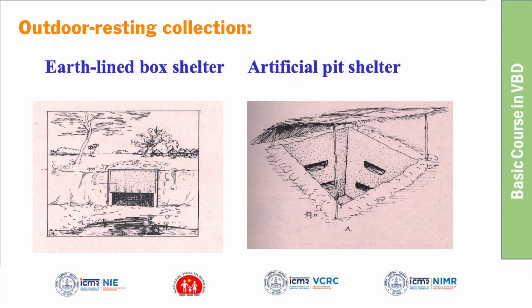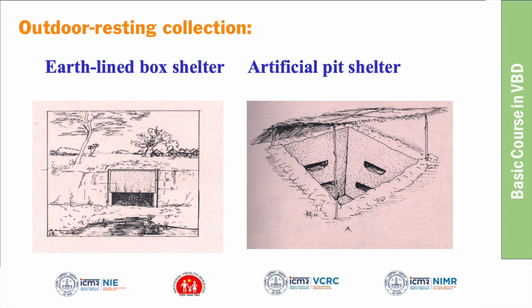The next figure, on the left side, is an earth-lined box shelter near a breeding habitat. This we can create. Inside the box you line it with mud plaster, then you cover one third of the entrance and leave it near the breeding habitat. Then you can collect. The mosquitoes that come for oviposition also take rest for some time and then go for oviposition. The emerging mosquitoes also will be resting.